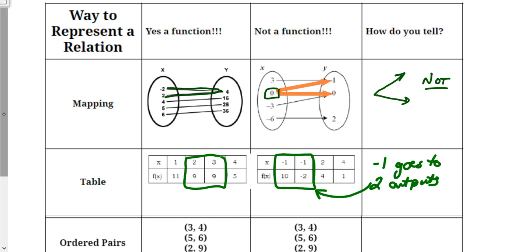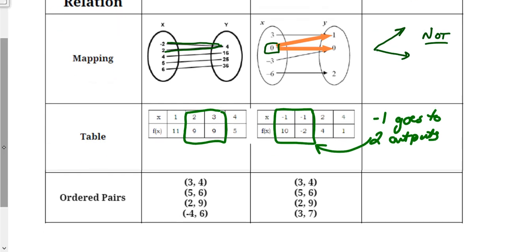All right, under ordered pairs. Ordered pairs are just where you have a number, comma, a number. So everything's legit here with our first example. But what is it that's the problem over in the second column? Well, third column, technically. 3 going to 4 and 3 going to 7. So make yourself a note here about what is problematic about that. We can't have the same input going to 2 outputs.